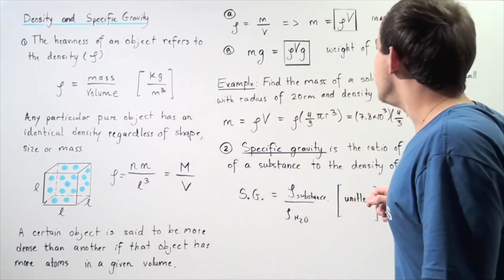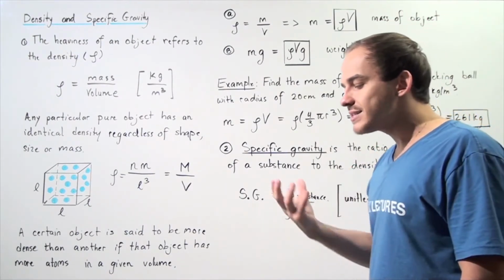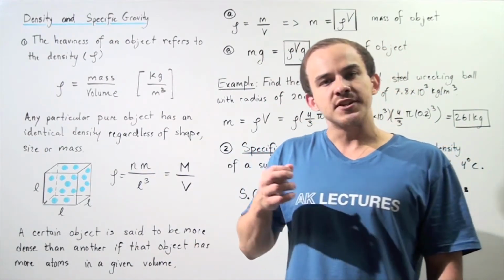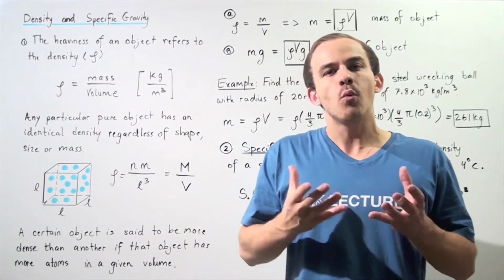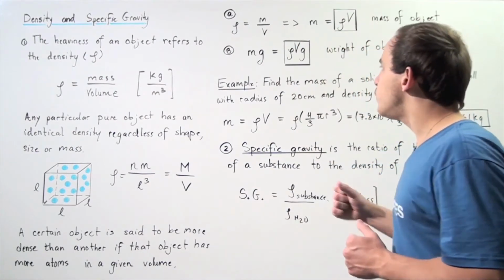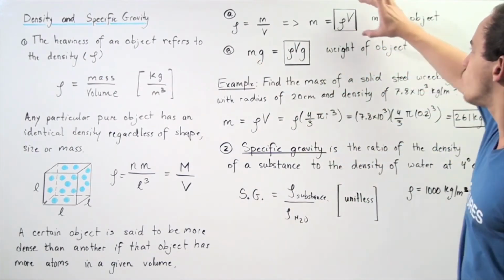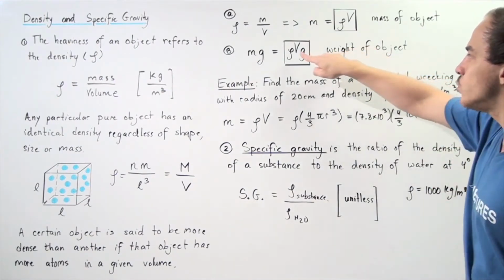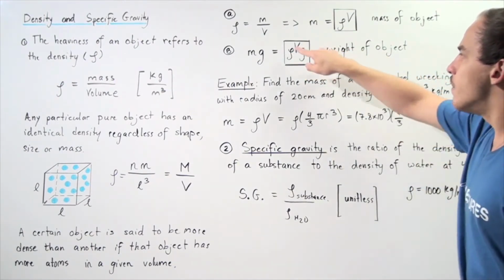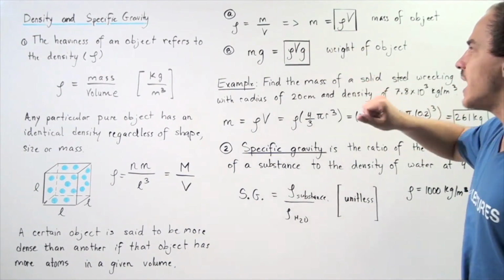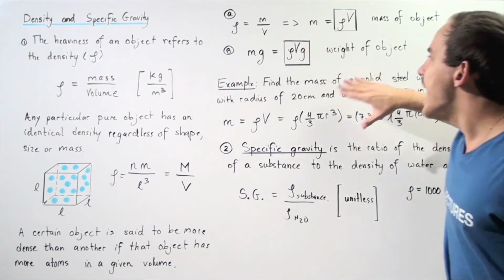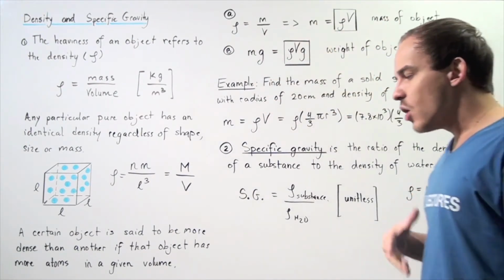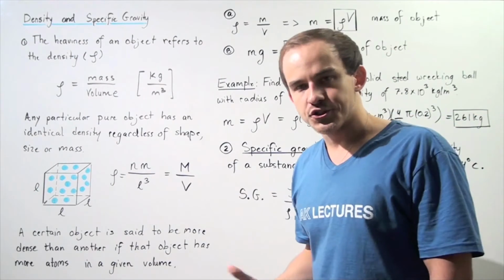Let's look at part B. Let's suppose we take the mass of the object and multiply it by g. Well, the mass times the gravitational constant g is simply the weight of the object. So if we take the mass and replace it with this quantity, we see that the weight of the object is equal to the density of the object multiplied by the volume multiplied by the gravitational constant g, and this gives us the weight of the object. This equation is also useful when we're considering fluids.